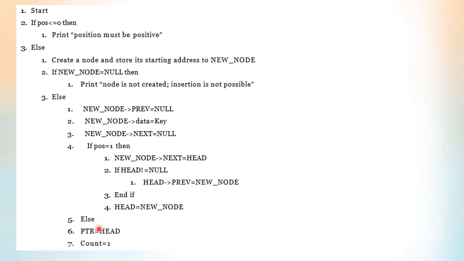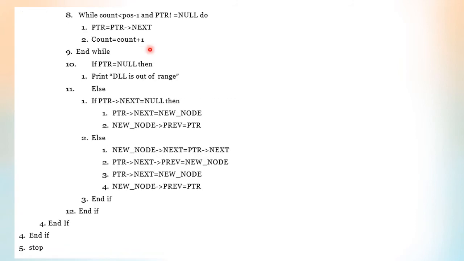Else case. So now we are going to insert a new node in some other position in the doubly linked list. For that you have to set a variable ptr to head and start a counter, count is equal to 1. Now these are the statements used for traversing through the doubly linked list, and we have to reach the position where the insertion should be done. Count is less than position minus 1 and pointer not equal to null. By checking these conditions, you have to traverse through the doubly linked list.